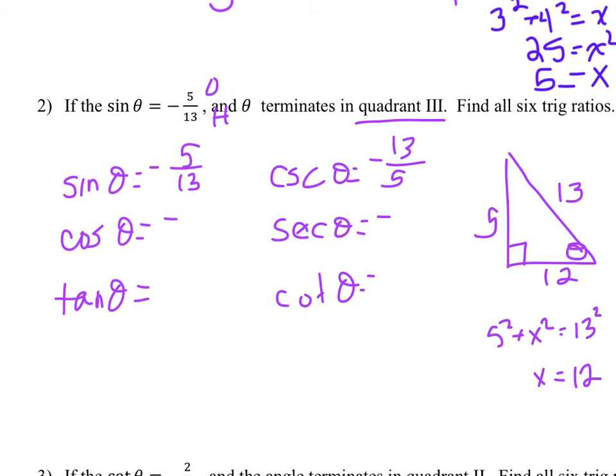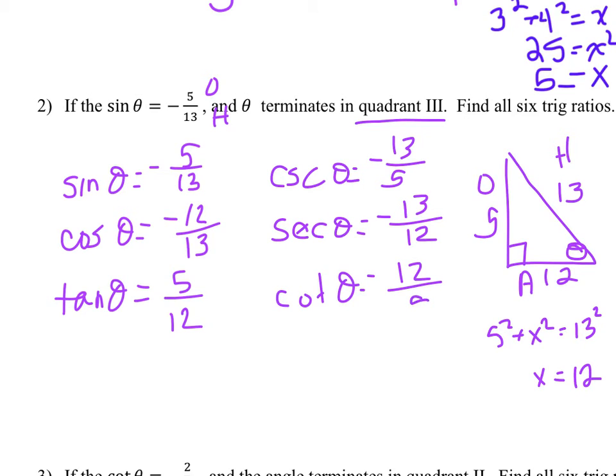Okay, so this is our opposite, adjacent, hypotenuse. So cosine is adjacent over hypotenuse. Secant is the flip of that. Tangent is opposite over adjacent, and cotangent is the flip of that. Okay, so the only ones that are positive are tangent and cotangent because we're in quadrant 3. Everything else is negative. Beautiful.